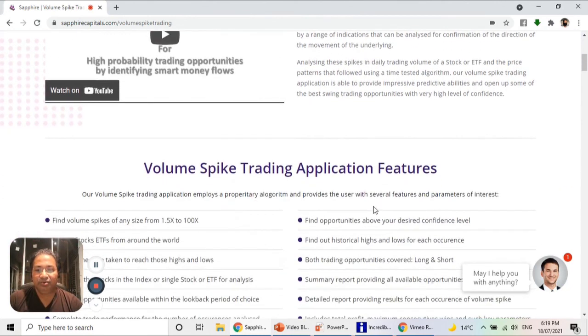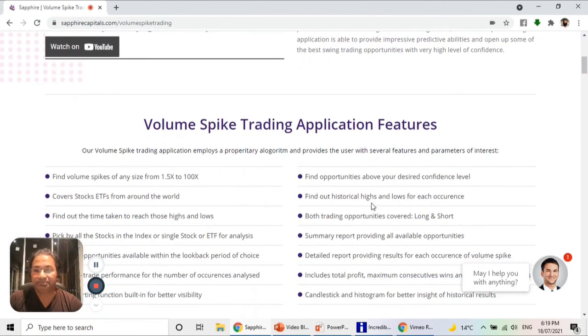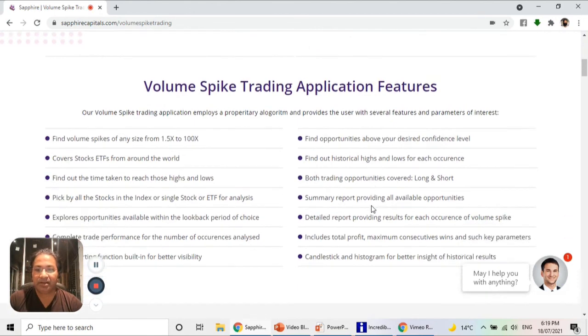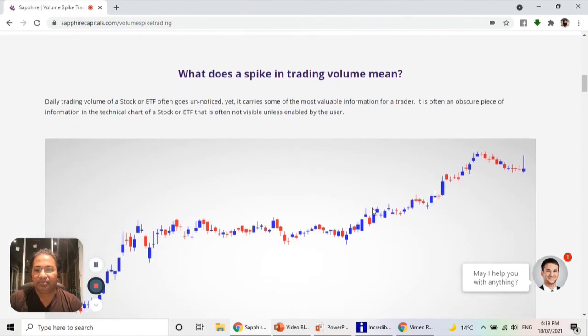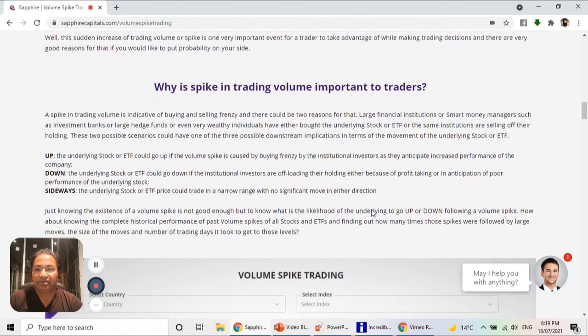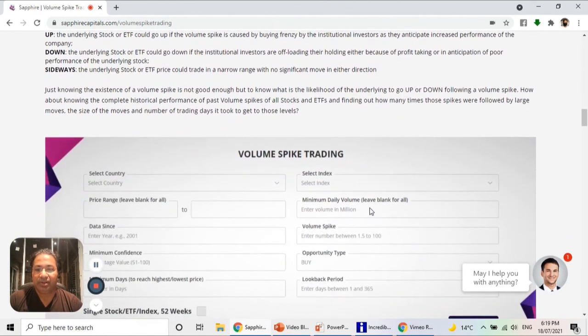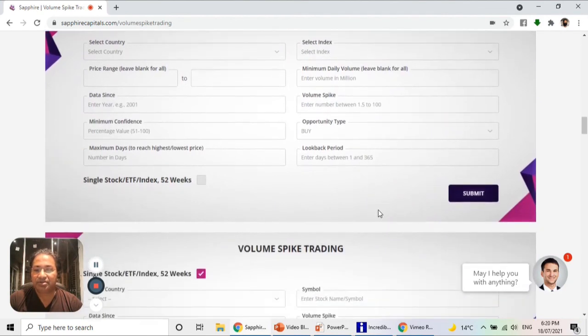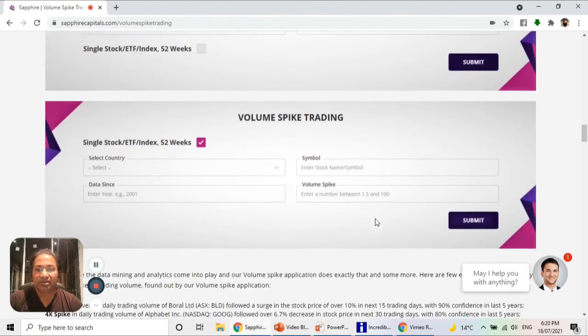You can read more information on the features of our volume spike trading application, what it means, and why it is important to you. And then, of course, the screenshots of the application as you log onto it with your username and password.